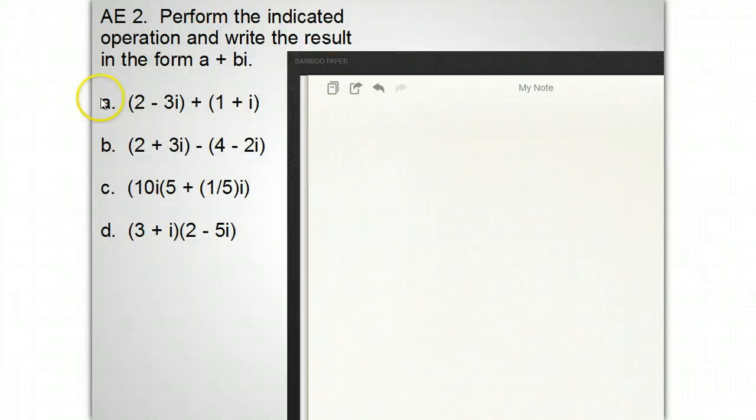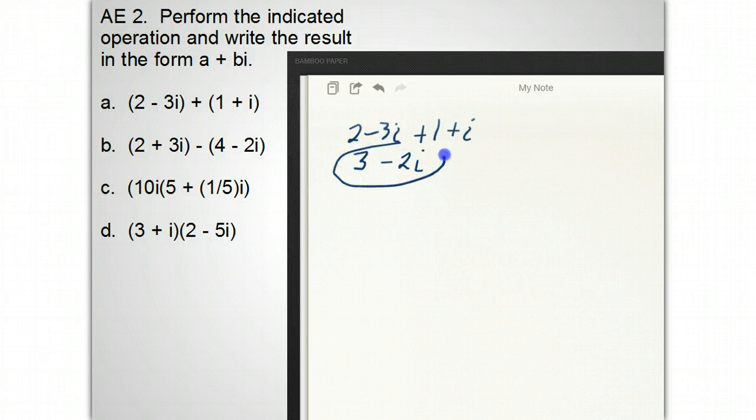So if we added those, we would write 2 minus 3i, and I'm just going to write the other one without the parentheses. And we're going to associate the real parts together, that would be 3, and associate the imaginary parts together, and that's negative 2i. So the sum of those two for part A would be 3 minus 2i.